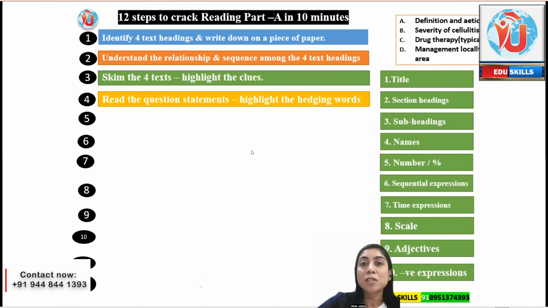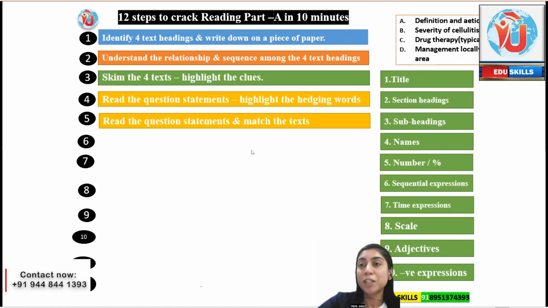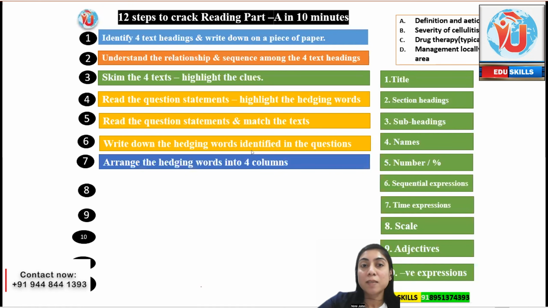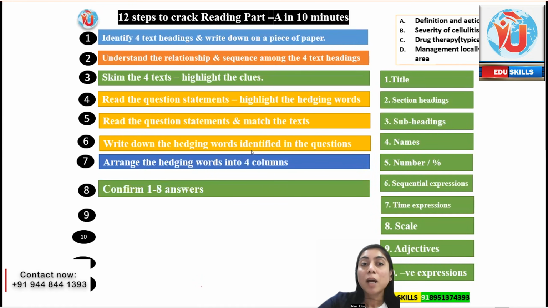Then read the question statement, highlight the urging words. What are the keywords there in the question? Then read the question statement and match the text. Write down the urging words identified in the question. Arrange the urging words into 4 columns. Confirm answer 1 to 8.